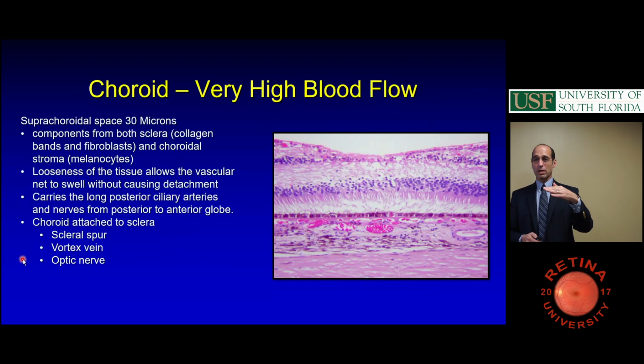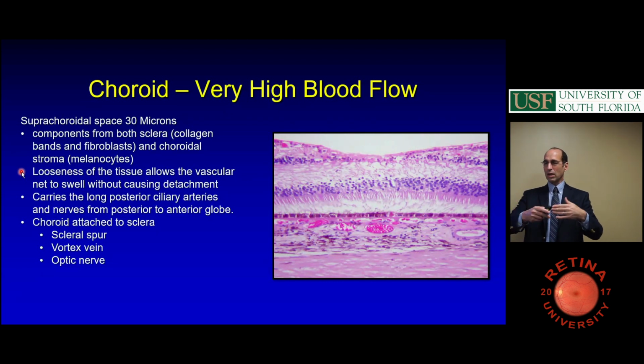And then the suprachoroidal space is the last layer. So the deep layer, you get your choriocapillaris, choroidal stroma, suprachoroidal space. That's about 30 microns. It's about there toward the bottom of the picture. And it's got a mixture of components from the choroid and sclera. But the interesting thing is it carries the posterior ciliary arteries, but it's loose, and it gives you a little more give, so it can swell. So you can get suprachoroidal fluid, and it allows for a little bit of a buffer.